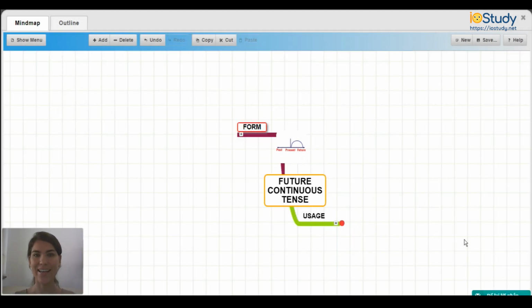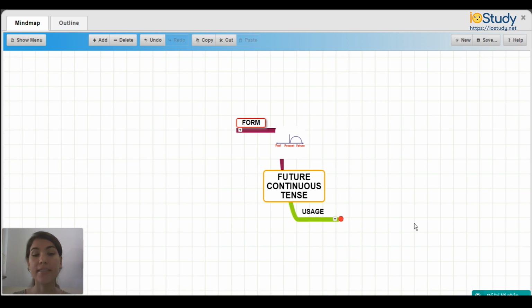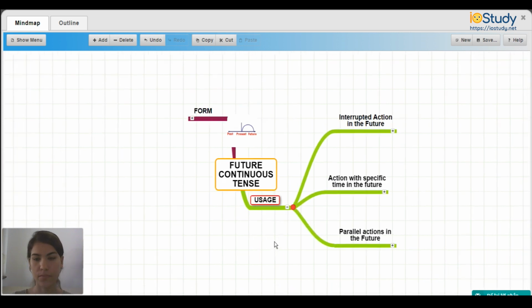Hello everyone, this is Danielle, and in this video I'm going to discuss the future continuous tense. So here is our mind map where we will learn about the future continuous tense and how to use it in English grammar. So as you can see here, we have the usage and the form of the future continuous tense. Let's first look at the usage.